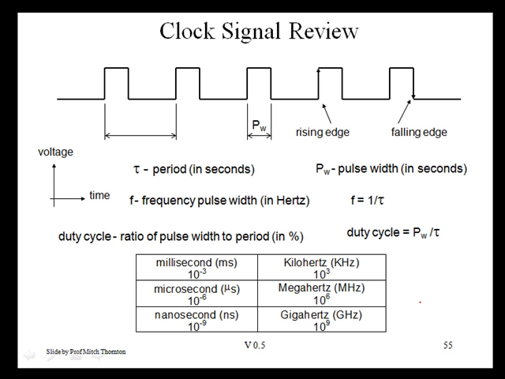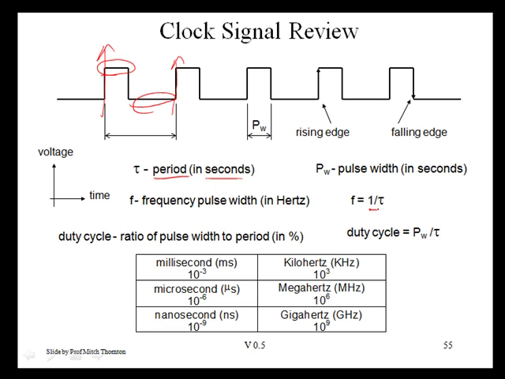Our D flip-flop used the clock signal. Let's review some facts about clock signals. A clock signal is a repeating waveform that alternates between high and low. The time between any two rising edges or any two falling edges is going to be called the period, and then we're going to measure that in seconds.